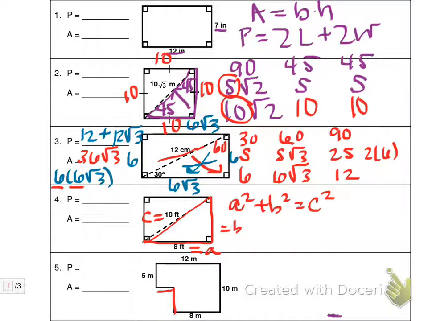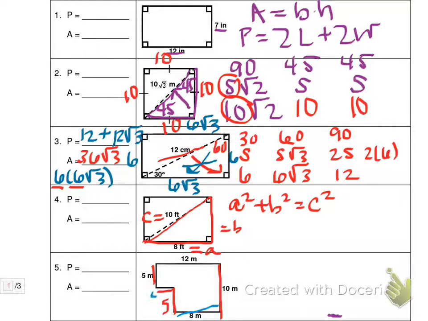So this entire side is 10. That's 5, which makes this side right here 5. So they're equal on both sides. And then the top is 12, and this is 8 at the bottom. So that makes 12, 8.